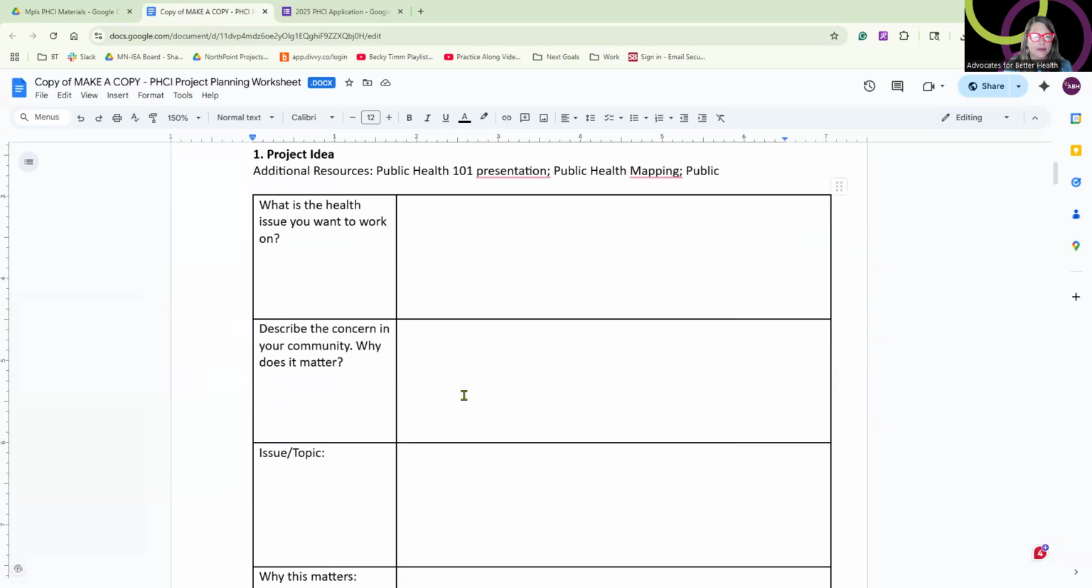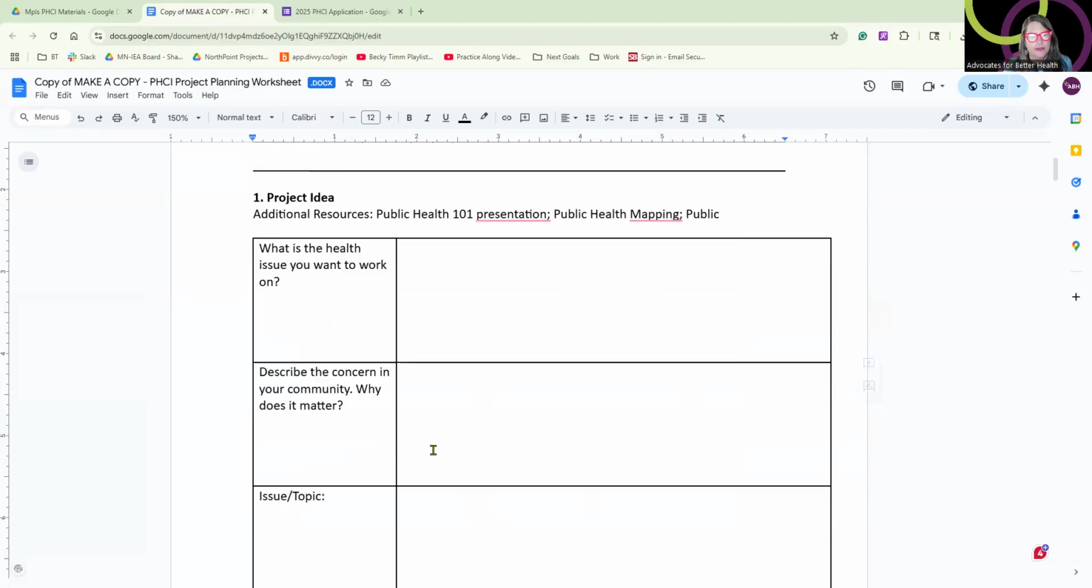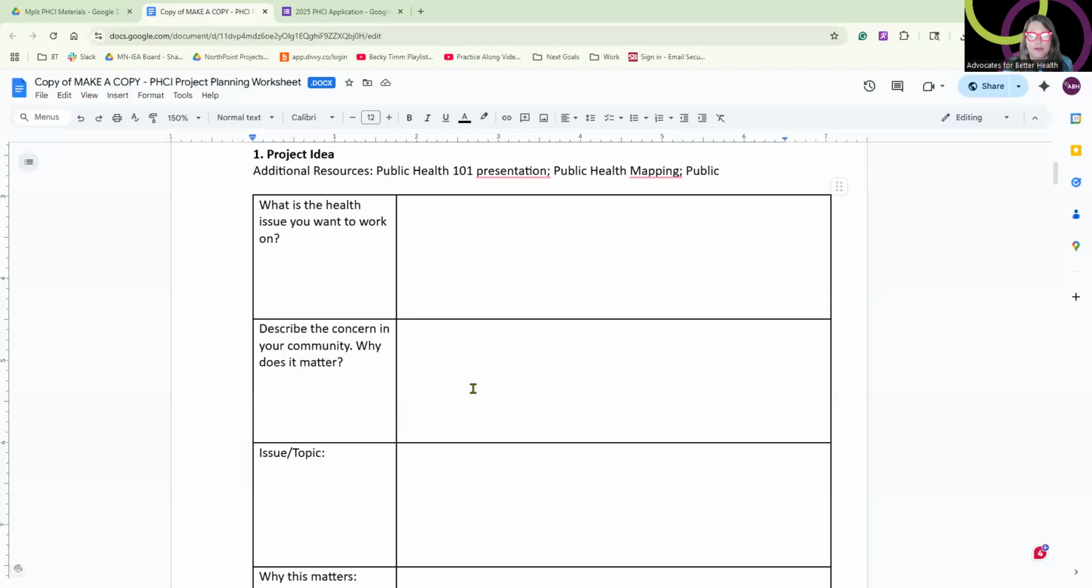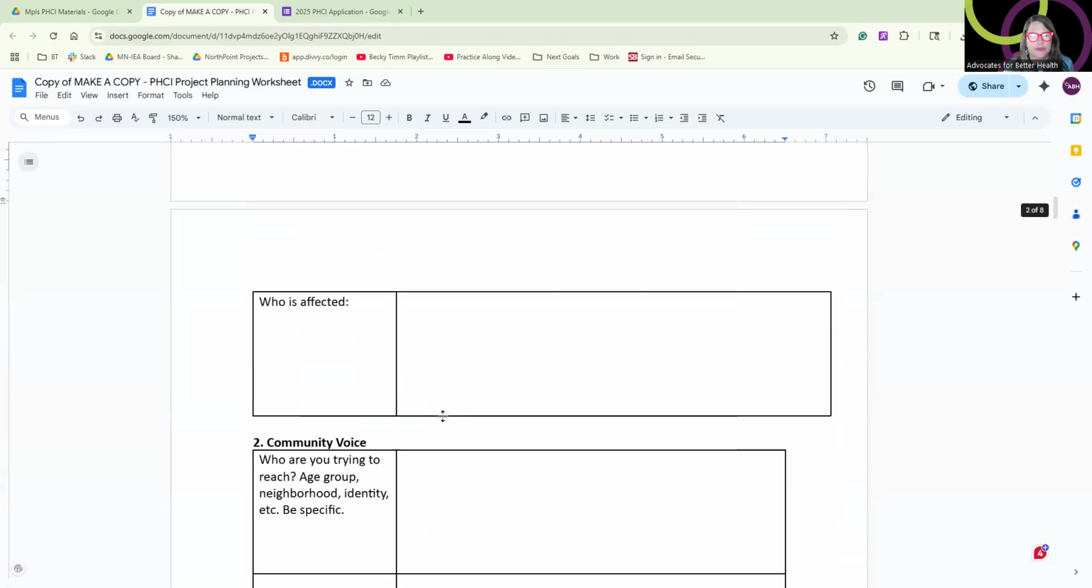And these are going to help you think through and get to the application project. But we want to know, what issue do you want to work on? What have you identified in that specific community of yours or the population you want to work in? Describe the concern and why does it matter? What's the issue and topic and why does that matter? And who's affected? So try to be as specific as you can.